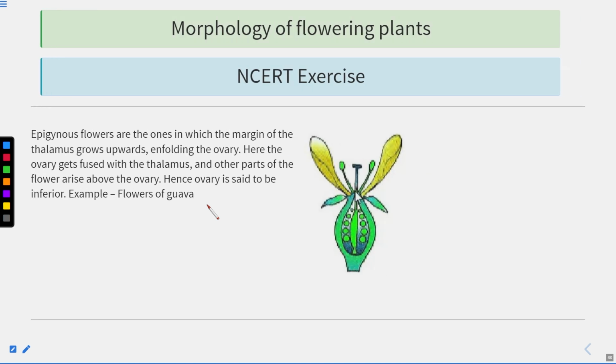Now what you see here is very different. The epigynous flower is the one in which the margins of the thalamus grow upward. The margin of the flower is going upward like this, enfolding the ovary. Here the ovary gets fused with the thalamus, and the other parts of the flower arise above the ovary. So hence the ovary is said to be inferior, and that you see in the case of guava.